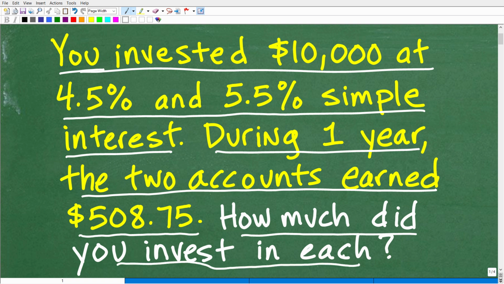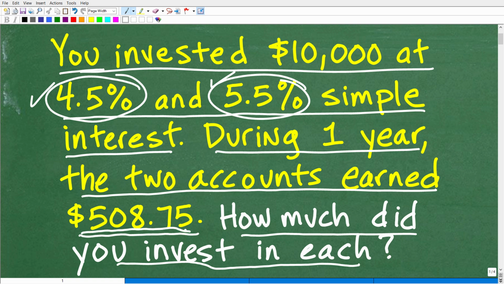So I'm going to explain this a little bit. I don't really like to give too many hints here because I want to give you a full opportunity to actually solve this on your own. But basically, we have two accounts, right? So you had $10,000. You invested some of it in an account, an investment vehicle at 4.5%, and another account at 5.5%. So you have this account earning interest and this account earning interest, and the two accounts over the course of 1 year made this amount of money, $508.75.